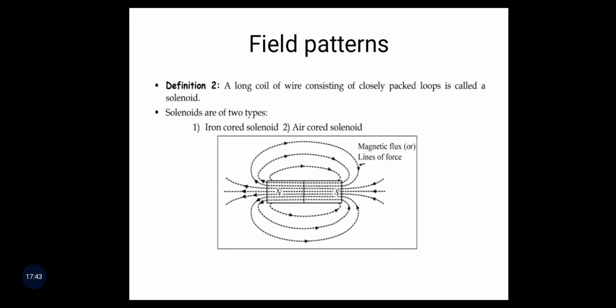A magnetic flux is generated. These magnetic flux lines are parallel inside the solenoid. Outside, the magnetic flux is generated from the north pole and ends at the south pole. The strength of the magnetic flux at the poles is very high compared to the middle of the solenoid.